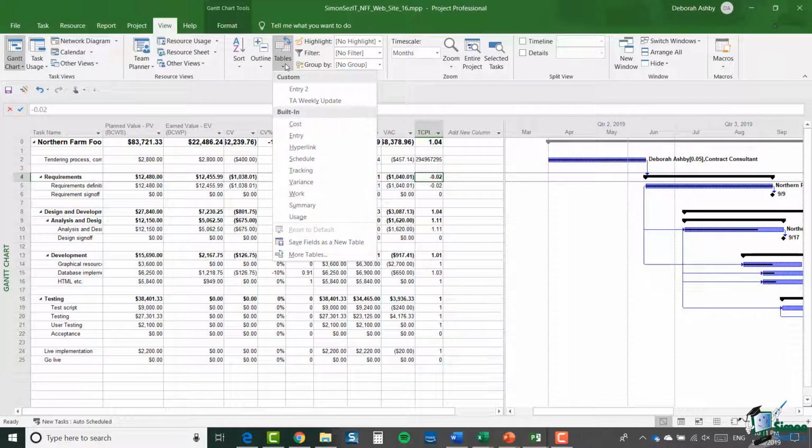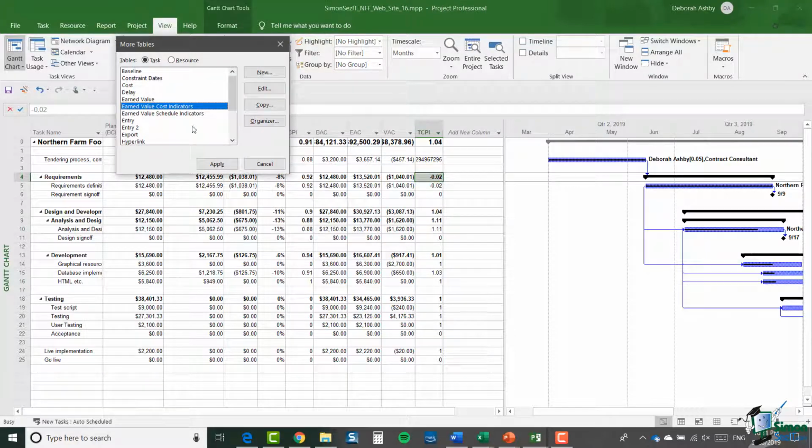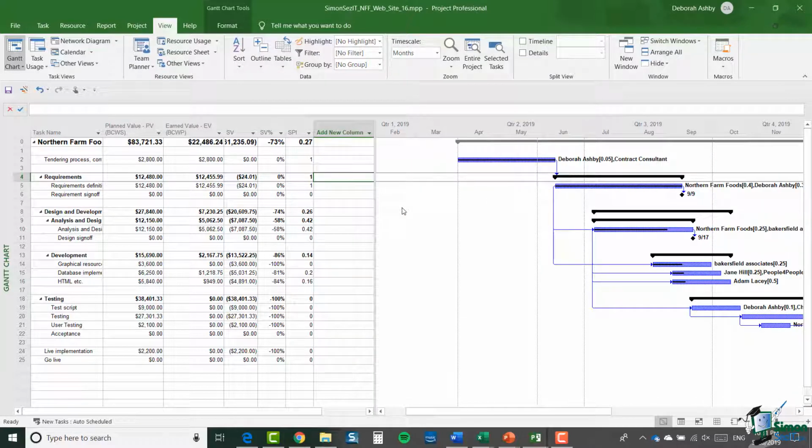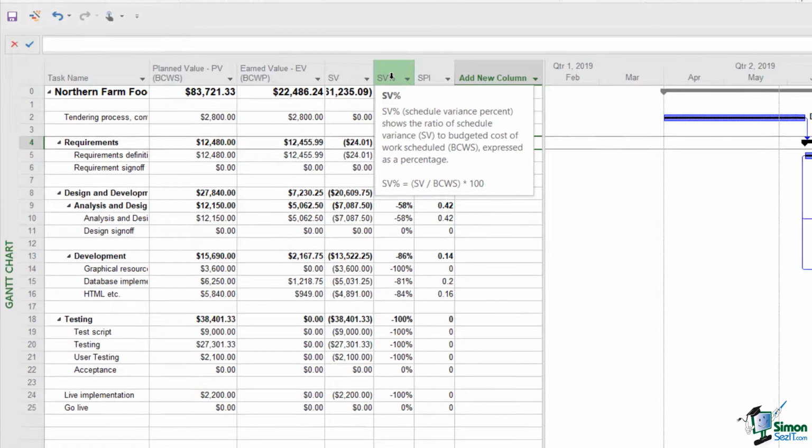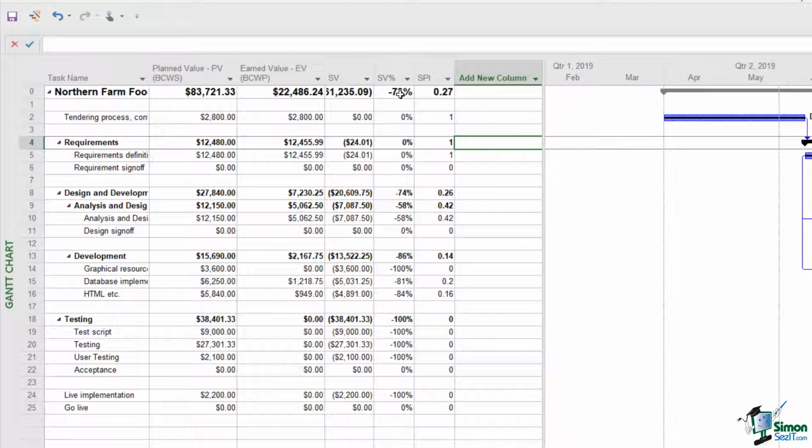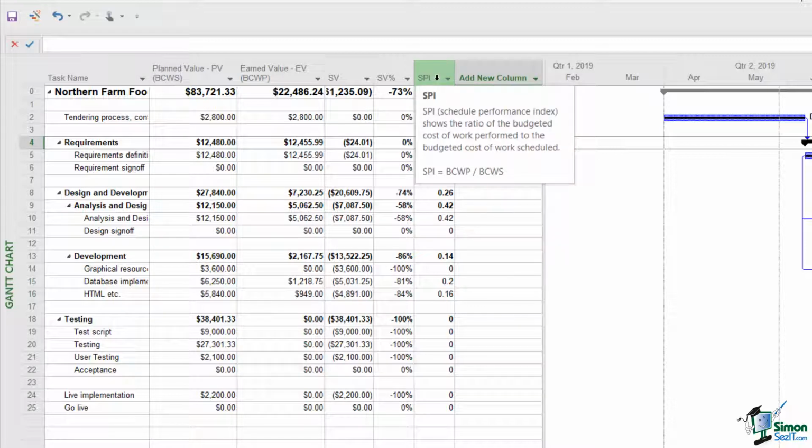So back up to tables, down to more tables, and this time earned value schedule indicators, and apply. So this is the schedule indicators table, and the 2 columns there to point out are SV percentage. So that's the schedule equivalent of CV percentage. And again, it gives you a good idea of the significance of the amount that you are behind or ahead of schedule. So here you can see we've got minus 73%, which is really a lot. And then we have SPI in the final column, which is the Schedule Performance Index.